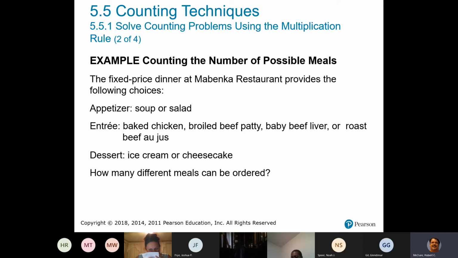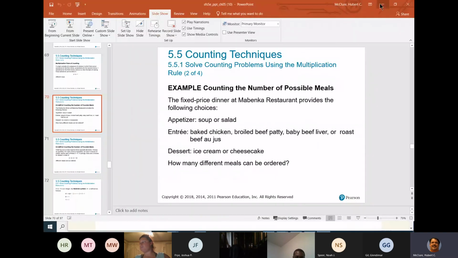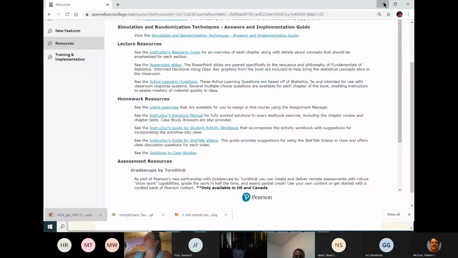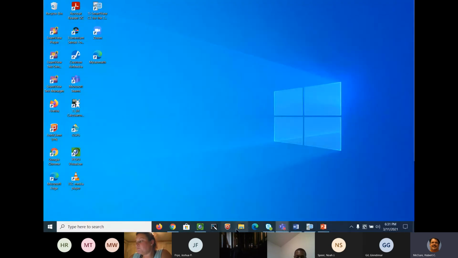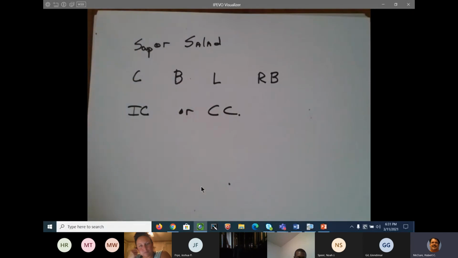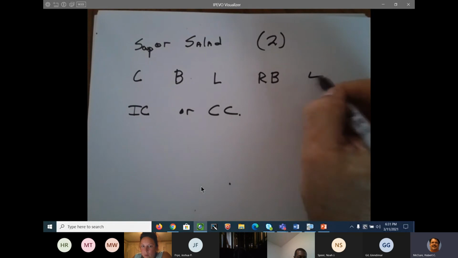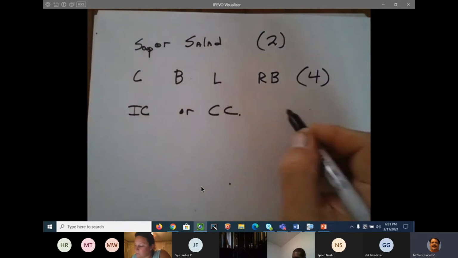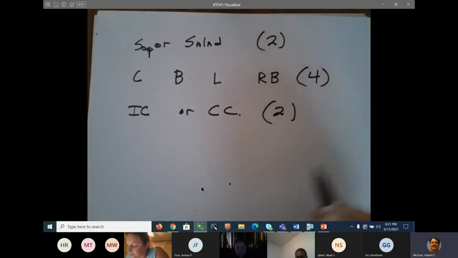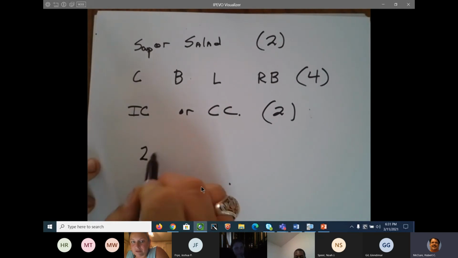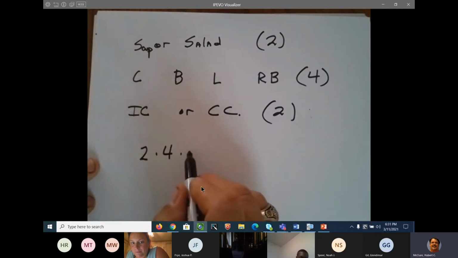Okay, and the last thing is ice cream or cheesecake. All right, now here is my handy dandy thing that I'm writing on, the whiteboard. There it is. Here we got 2 plates. Here we got 4 plates. And here we got 2 plates. And what's 4 times 4? 16. And that's how many combinations you got.